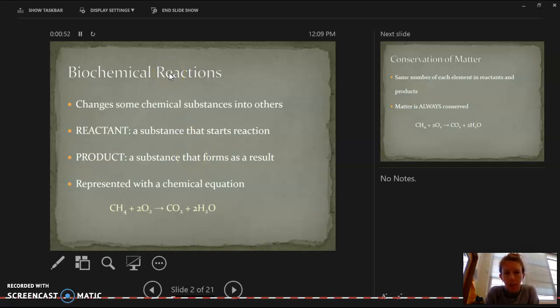A biochemical reaction is when there's a change of some type of chemical substance into another. The key term reactant is what starts the reaction, and a product is the result of that reaction. It's formed from the reactant, and we represent a chemical reaction through a chemical equation. You can see the example there of methane plus oxygen gas releases carbon dioxide and water. That is an example of a combustion reaction, because carbon dioxide and water are products of the reactants methane gas and oxygen gas.